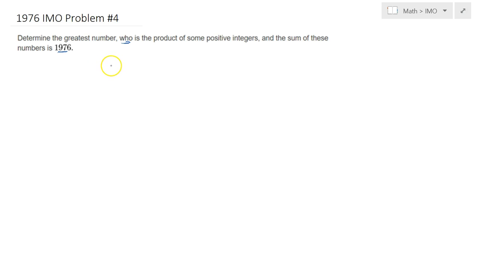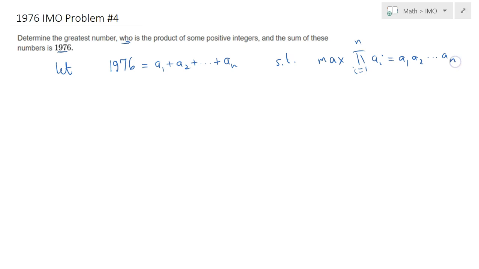So let's create one. For instance, let 1976 be equal to a sub 1 plus a sub 2 plus all the way up to, let's say, a sub n. So this is a partition of 1976, but we would like to maximize the product of the a sub i's, namely a sub 1, a sub 2, up to a sub n. So how can that be done? How can I split 1976 into pieces such that when I multiply the pieces together, I get the highest available product that I can get?